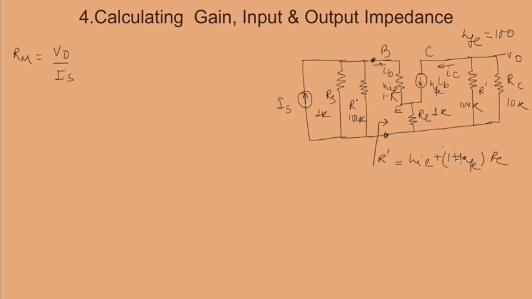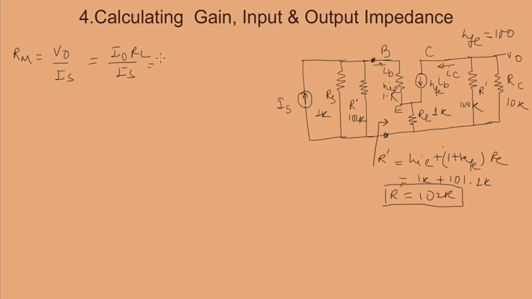Earlier this resistance was only hie, that is 1K. We have taken 1K in the calculation. Right now it will be 1K plus (1 plus hfe), which is 101, into RE, that is 1K. So this resistance will be 102K. This R dash is 102K. This is the only difference from Vout by Is, which is Iout RL by Is.